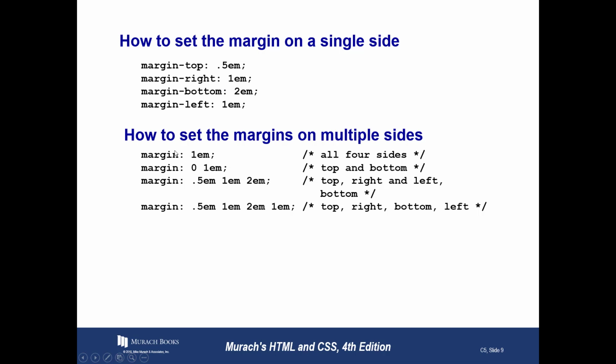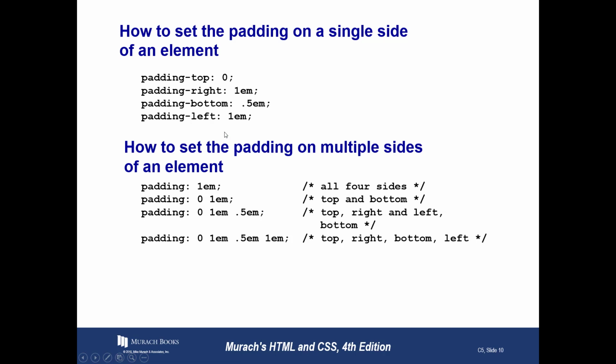But if I do this, and I just put one number in, that sets 1M for top, right, bottom, and left. If I set just two of them, the first number goes to the top and bottom, the second number goes to the right and left. If I do three of them, then this one goes to the top, this one goes to the right and the left, and that goes to the bottom. Or I can do all four where they can all be different. So again, whether it's margin or padding, they work the same way.